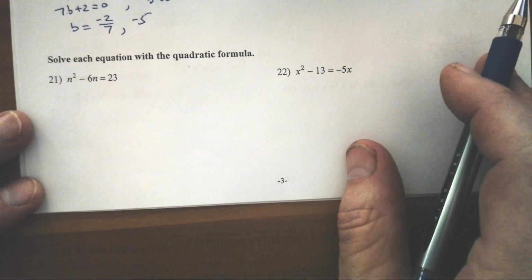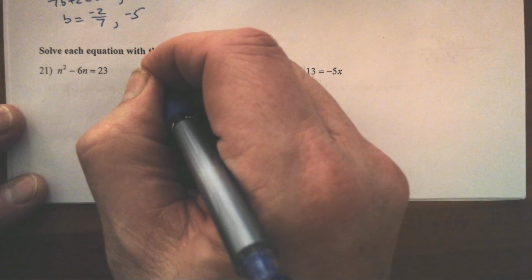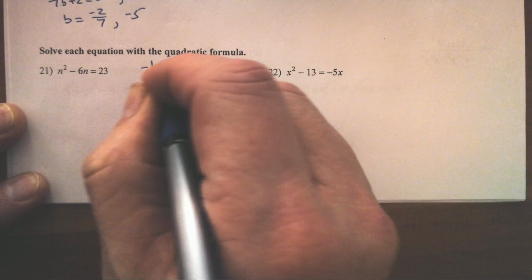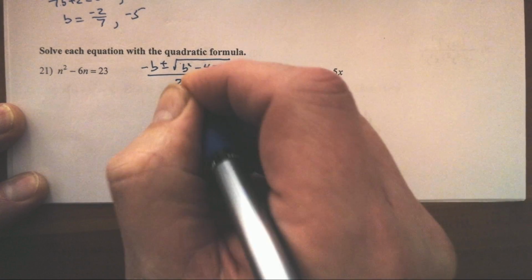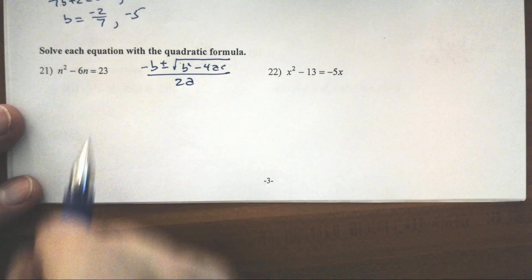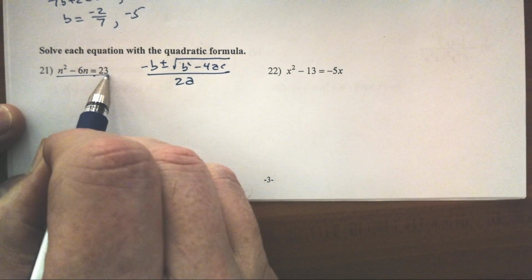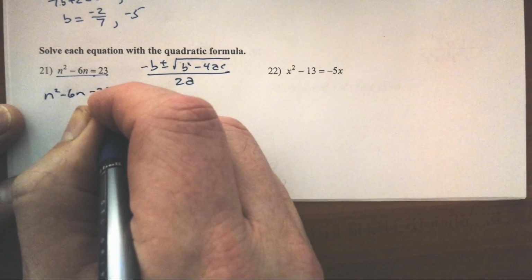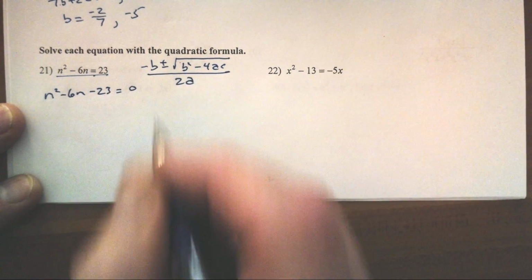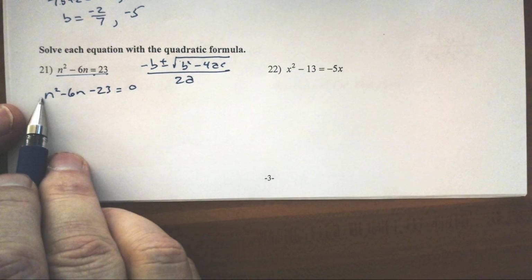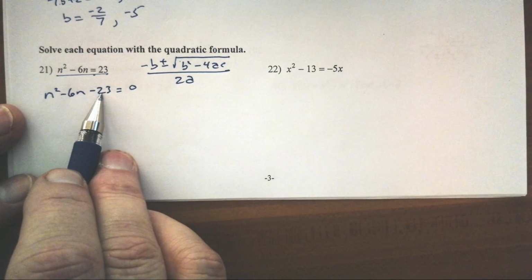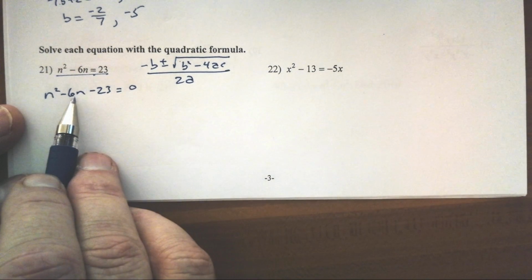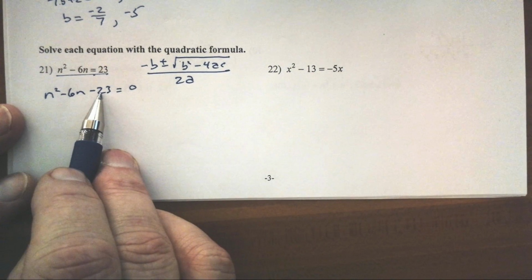Solve each equation with the quadratic formula. Oh, quadratic formula. Opposite of b plus or minus square root of b squared minus 4ac all over 2a. The key to this, once again, I need to have all three terms on the same side. So n squared minus 6n minus 23, subtract 23 on both sides, equals 0. a is 1, b is negative 6, c is negative 23. A quick check, could I factor it? Factors of negative 23 that add up to negative 6, no chance. The only factors are 1 and 23.